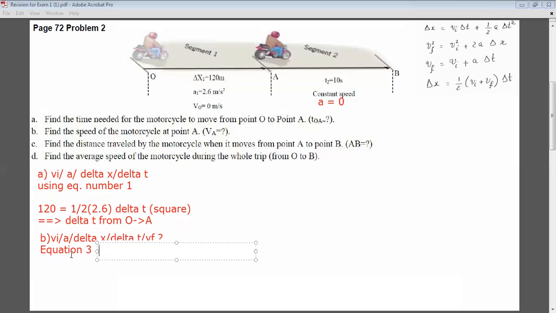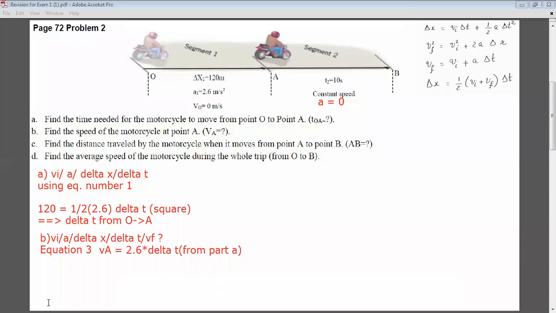Using equation 3, V at A is equal to V at O, which is 0, plus A, which is 2.6, times delta t. We just got it from part A. Delta t from part A. Okay.